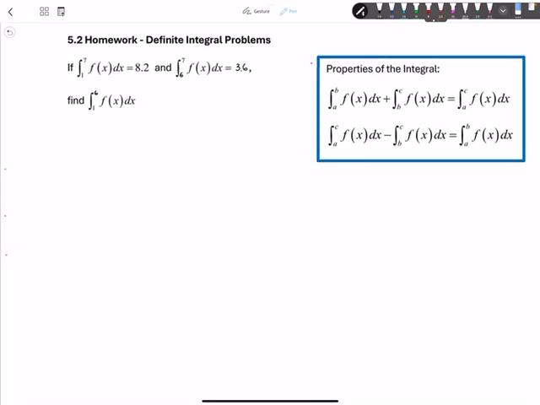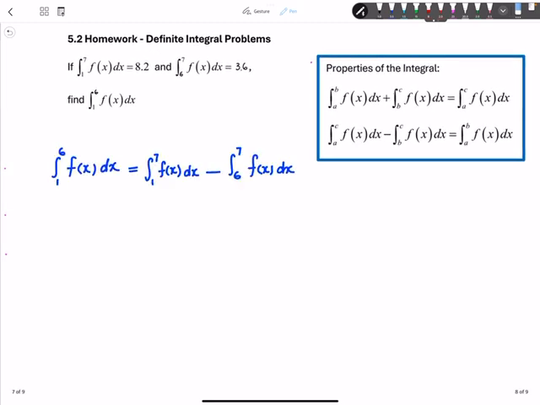All right, so the first step here would be to say, according to these properties, the integral from 1 to 6 will be equal to the integral from 1 to 7 minus the integral from 6 to 7. So for my specific problem, this will be 8.2 minus 3.6, which will be equal to 4.6.